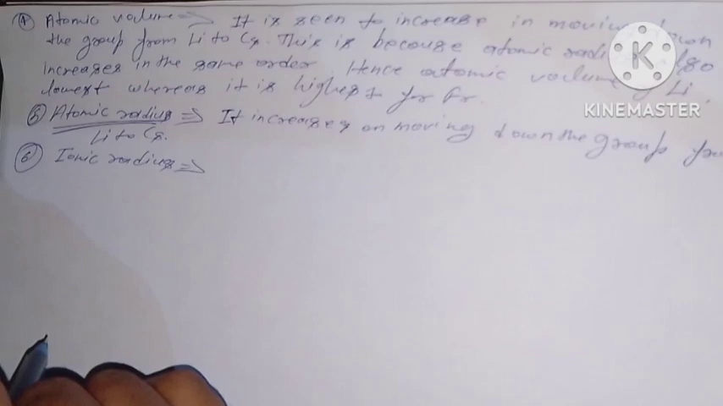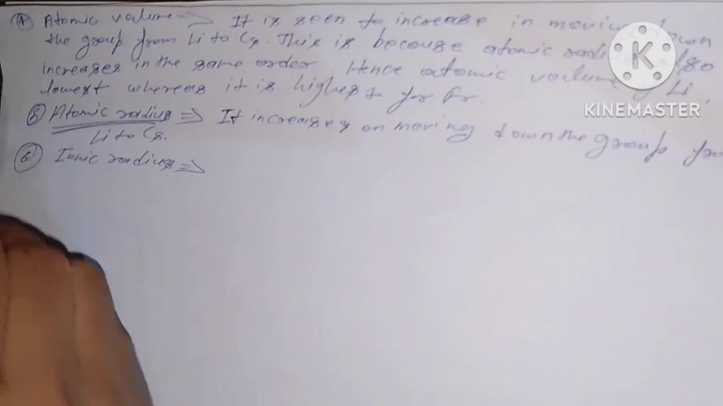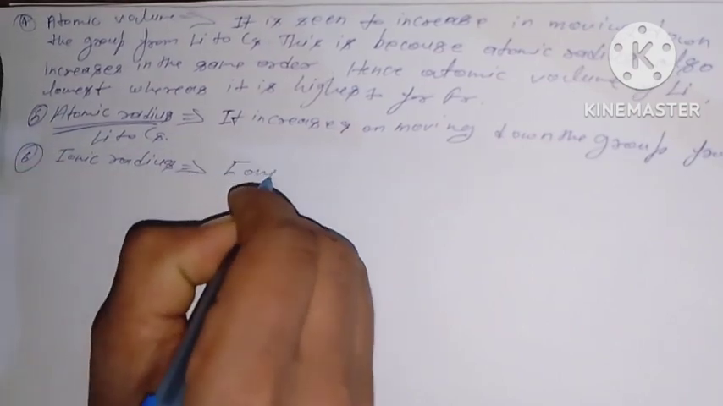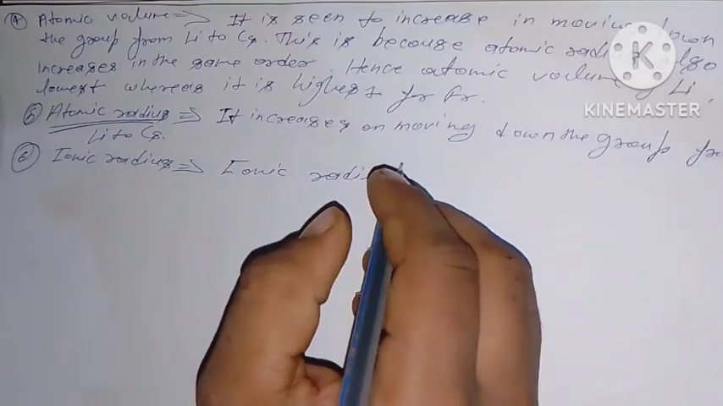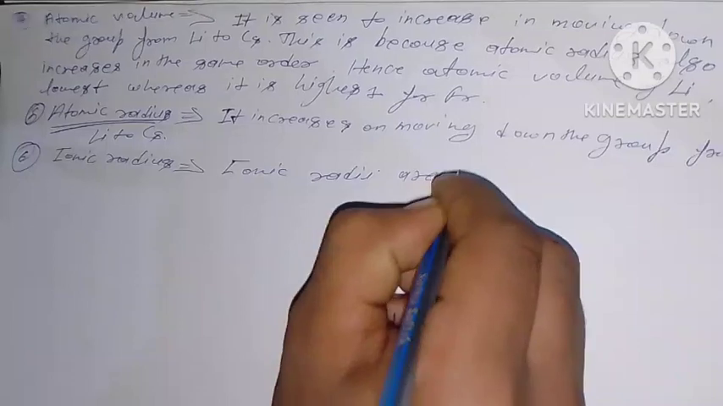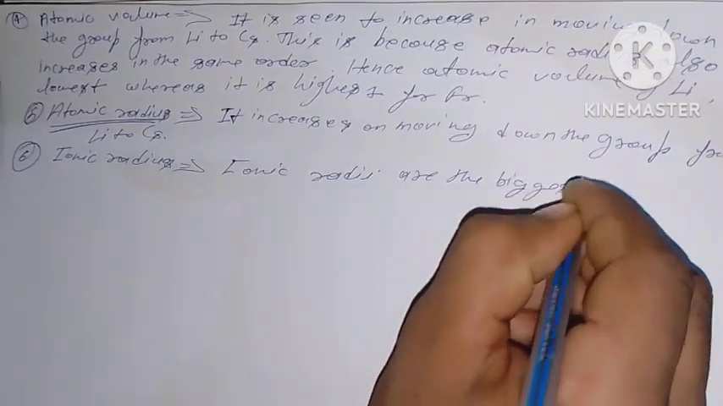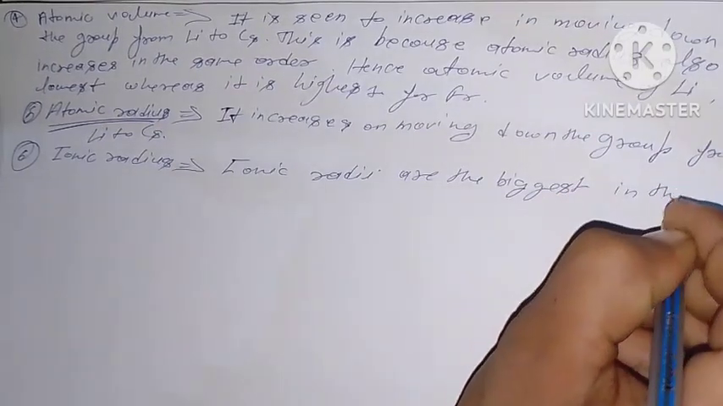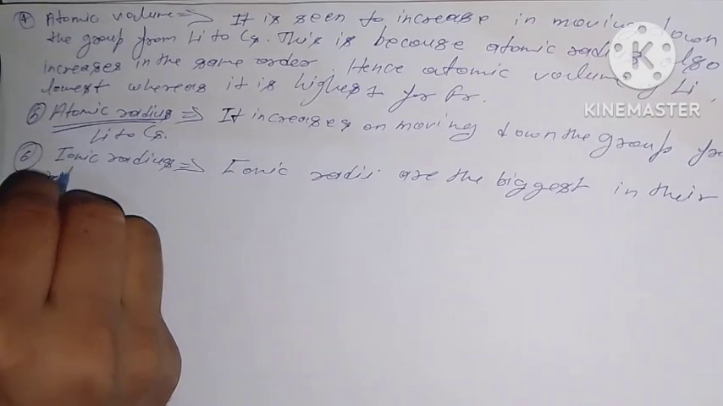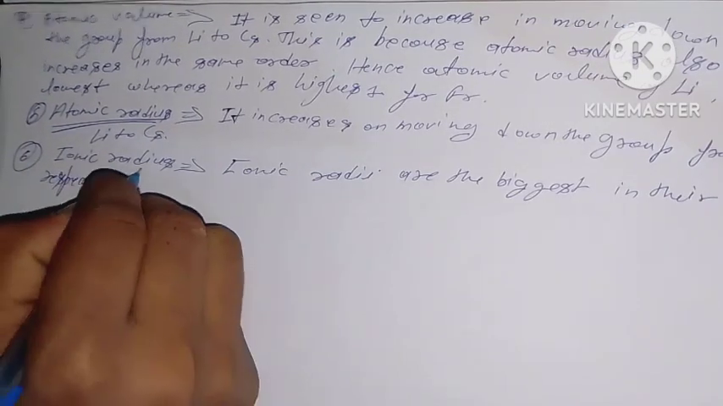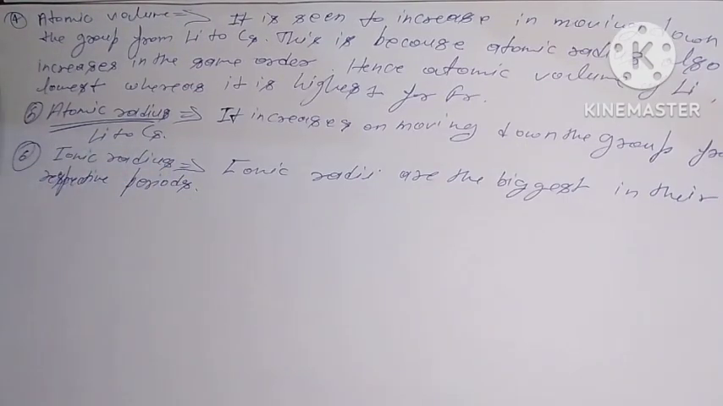However, ionic radii are the biggest in their respective periods. Okay? Ionic radii are the biggest in their respective periods.